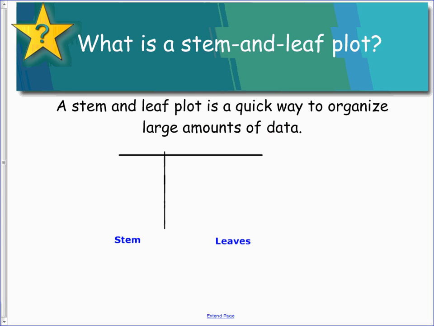All right, the first thing we're going to talk about is what is a stem and leaf plot. A stem and leaf plot is used as a quick way to organize large amounts of data. So when you have large data sets and you want to basically organize them, a stem and leaf plot is a really nice tool. It is constructed from a T-chart, similar to what we see in our math notes, with the left side being the stem and the right side being what are called the leaves.